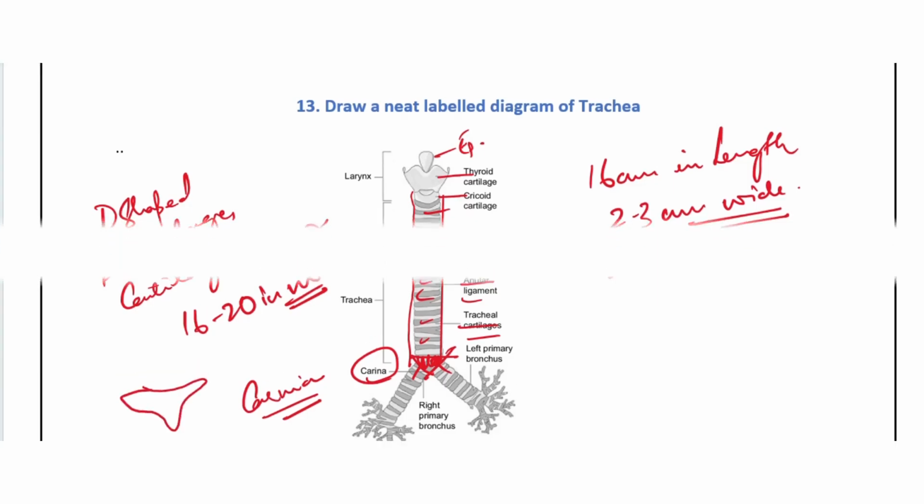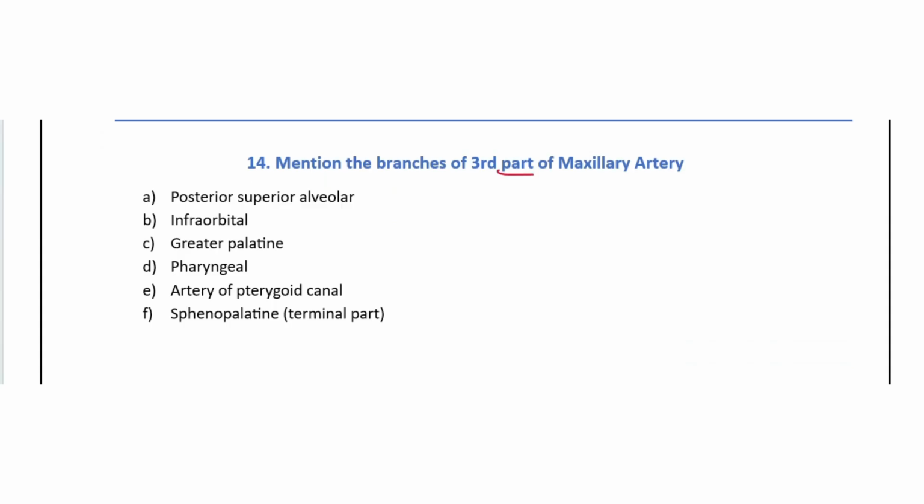Okay, this is important. Branches of the third part of the maxillary artery. Okay, we have the posterior superior alveolar, infraorbital, greater palatine, pharyngeal, artery of the pterygoid canal, and sphenopalatine. Now you can remember this as PIG PAS.